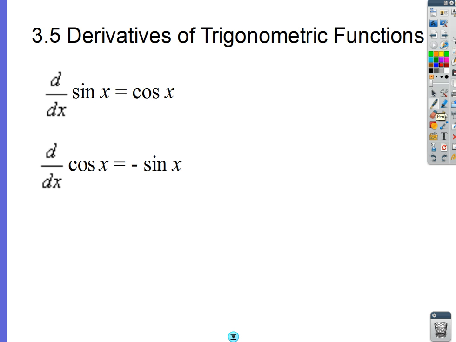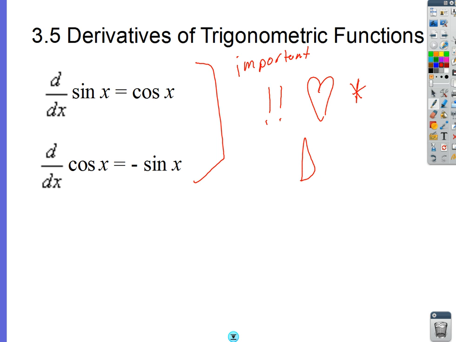So here are your rules. If you want to take the derivative of sine, the answer is cosine. If you want to take the derivative of cosine, it's negative sine. Those are the rules. You might want to highlight them and say, this is important, because we will be using this. Put exclamation points, little hearts saying, I love this, stars, whatever you want. These are important.